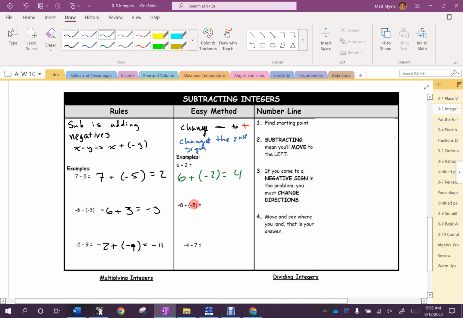Because if I ask you to tell me that answer right there, I'm going to get a bunch of people giving me different answers. But the easy way to do it, don't touch the first number, change that to a plus, and change the second one. It's already negative, so I make it positive. Negative 8. What direction are negatives on a number line? Left or right of 0? Left. So I would go all the way down to negative 8. And then what direction are positives? So I'd go all the way back up to negative 3.